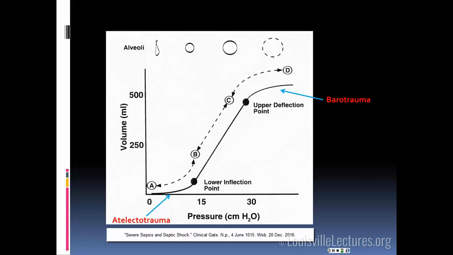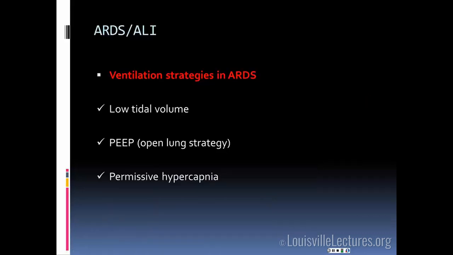So then how are you going to achieve that? You're going to achieve that by low tidal volume, so you avoid going beyond the upper deflection point, and by using PEEP, so you're above the lower inflection point, okay? So that is the rationale behind the strategy of ventilating patients with ARDS. Low tidal volume and use of PEEP, okay? As a result of the low tidal volume, you end up retaining carbon dioxide, and that's okay. We call that permissive hypercapnia. Actually, some experts feel that there is some hemodynamic benefit to that.